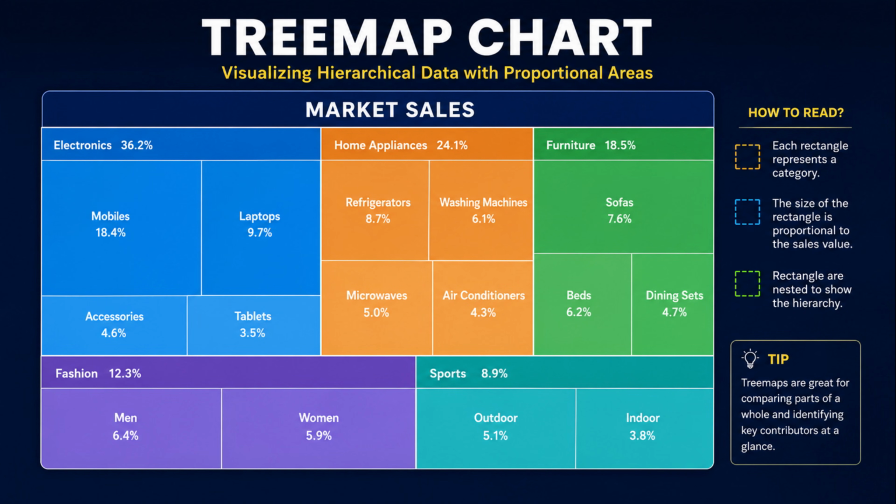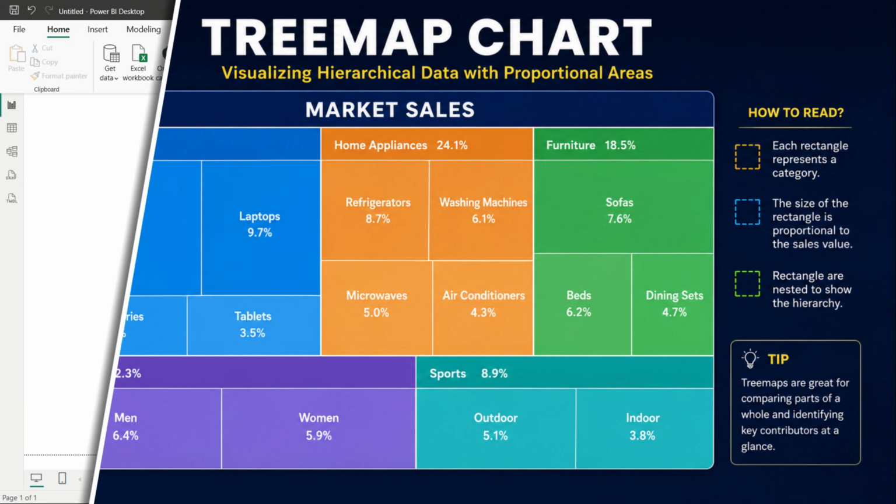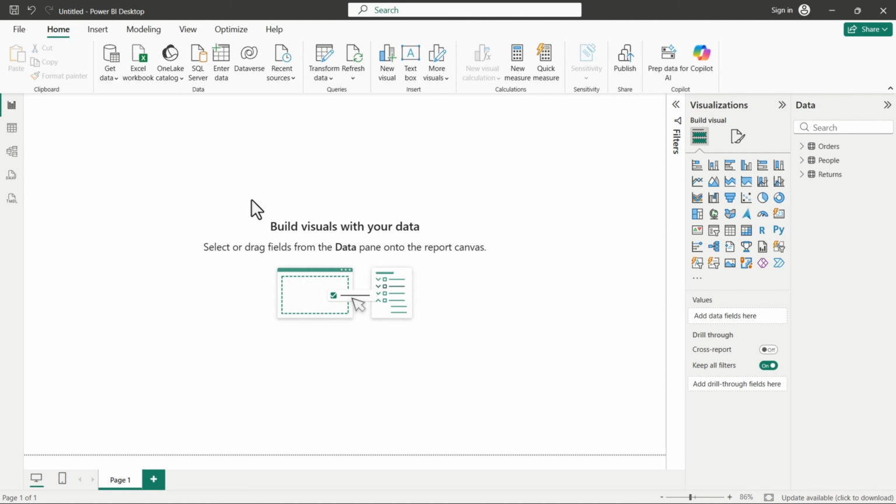Now, why use a Treemap? Unlike standard bar charts or pie charts, a Treemap displays your data as a set of nested rectangles. The size of each rectangle represents its total value, and the rectangles are grouped together by category. This makes it ideal when you have a lot of categories to compare at once, or when you want to show nested hierarchies, like looking at sales by category, and then seeing the subcategories within them all in a single view. We'll be using our Superstore dataset for this, so let's jump straight in.